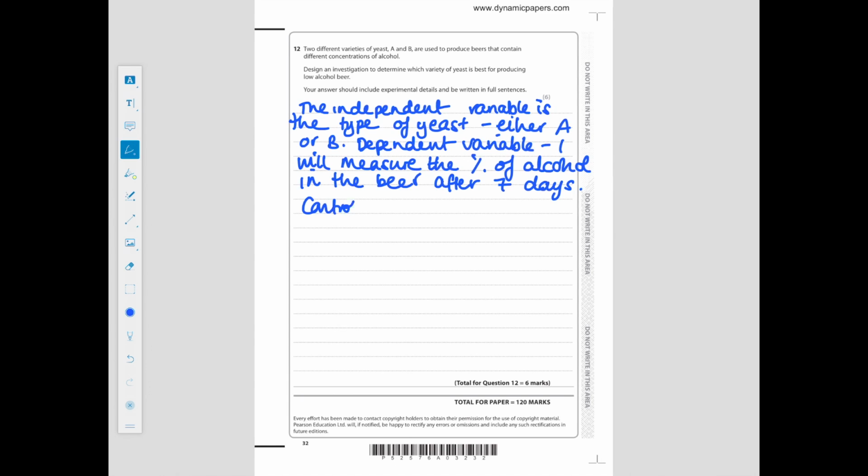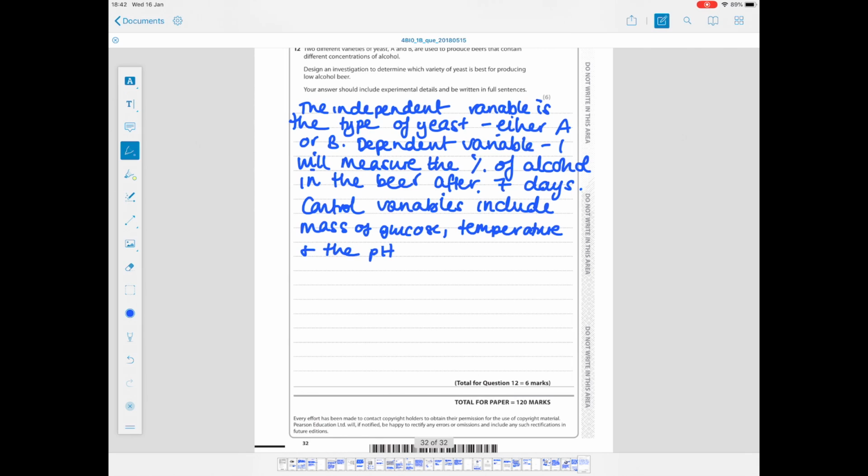Then we need our control variables, so everything we need to keep the same. So we will need to give our yeast glucose that it can feed upon, so it can carry out its anaerobic respiration and produce alcohol. So we need to control the amount of glucose, the temperature, and the pH. Anything sensible here. And then lastly, for reliability purposes, we need to repeat and calculate an average. And I promise this is applicable for every single mark scheme question.